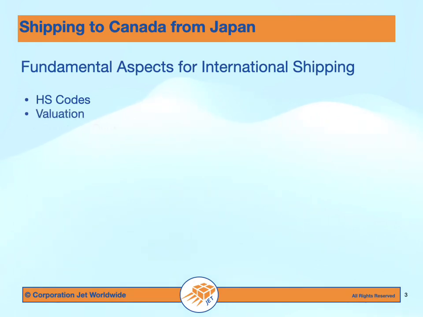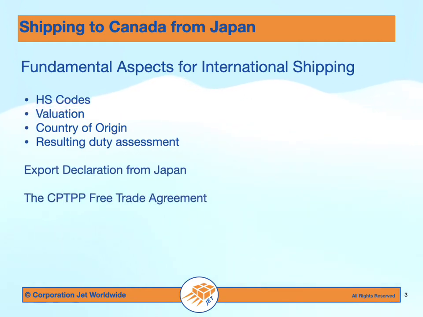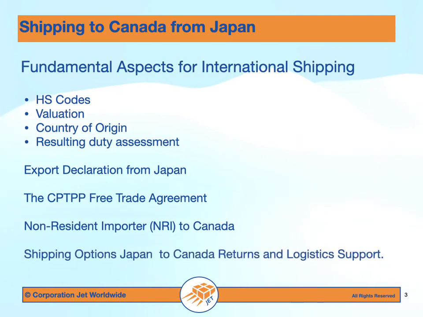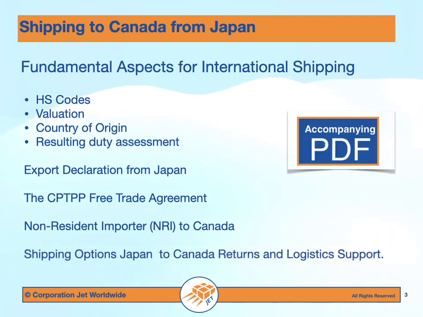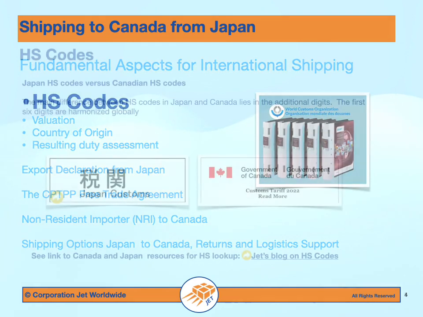To assist with navigating this video, each subject is presented section by section, from data necessary for customs declarations, free trade, and non-resident imports, to the best shipping modes and parcel carrier options. An accompanying PDF with additional information and helpful links is available on our website or in the description below. Let's get started. First up, HS codes.